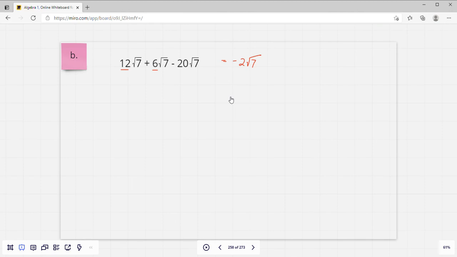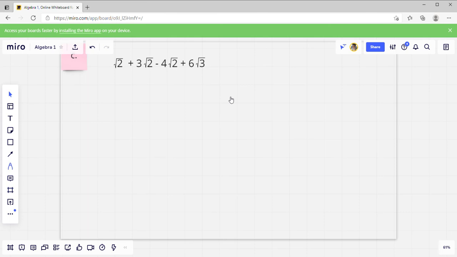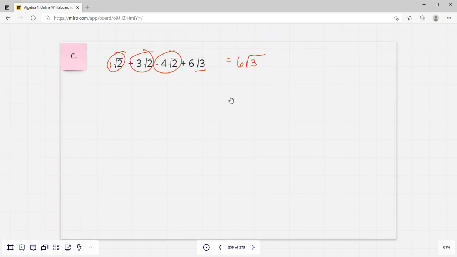Okay, C. All right, on this one, I'm going to look for my like terms. I've got square root of 2 and another square root of 2 and another square root of 2. This one does not fit. It's not a like term. All right, so this really just means 1 square root of 2. Just like if we have x by itself, it means 1x. So that'd be 1 plus 3, so that'd be 4 minus 4. That would end up being 0. So we have 0 square roots of 2. So our answer is just 6 times the square root of 3. That was a little tricky.